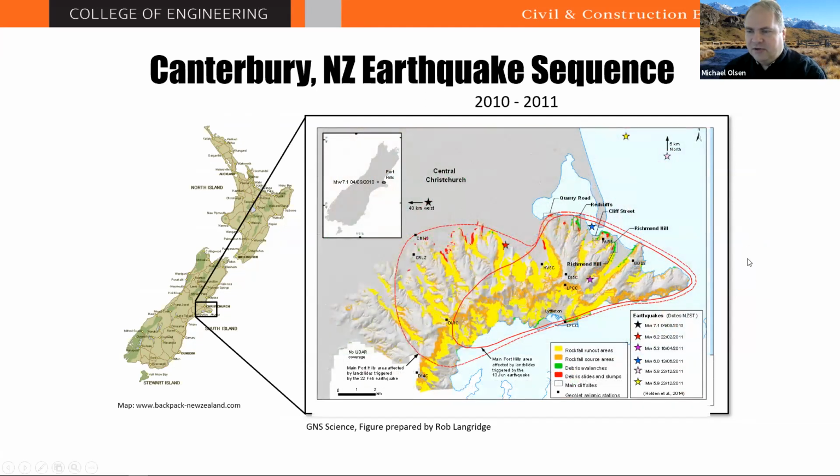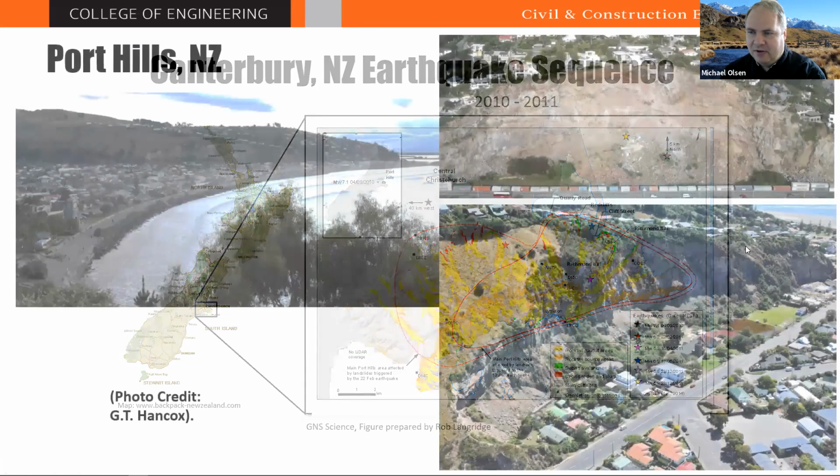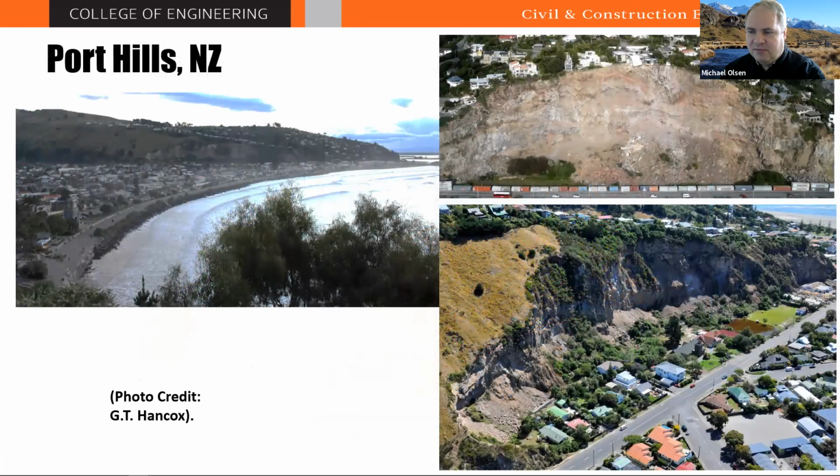So GNS Science in New Zealand did a lot of detailed mapping of where these rockfall runout locations were in the Port Hills of New Zealand, and then associated them with different events and cataloged those. This just gives you some examples of the proximity of the houses to the rock slopes and the amount of material that came down. So in the image in the upper right, you can see a lot of shipping containers to protect the highway from the continued rockfall that happened after the earthquake.